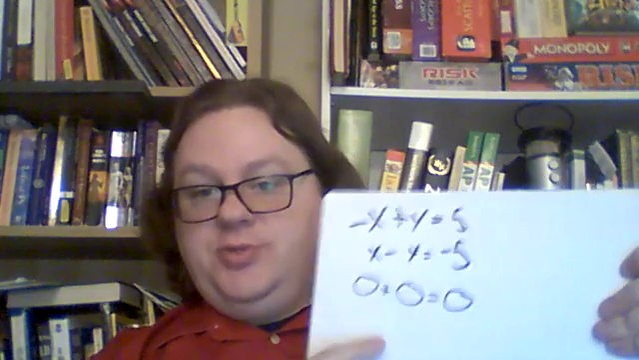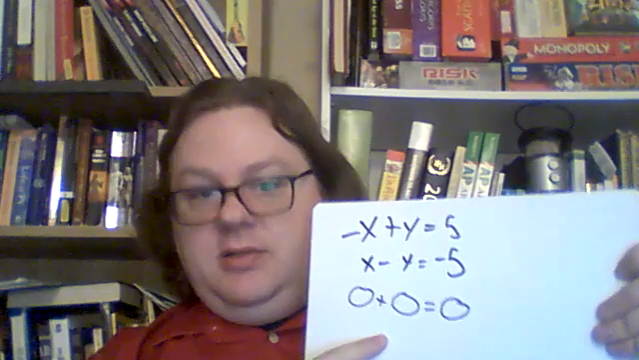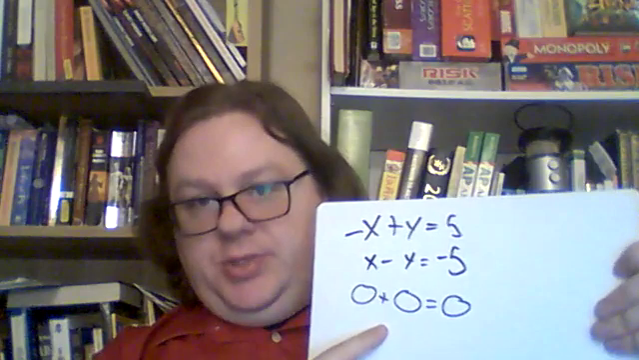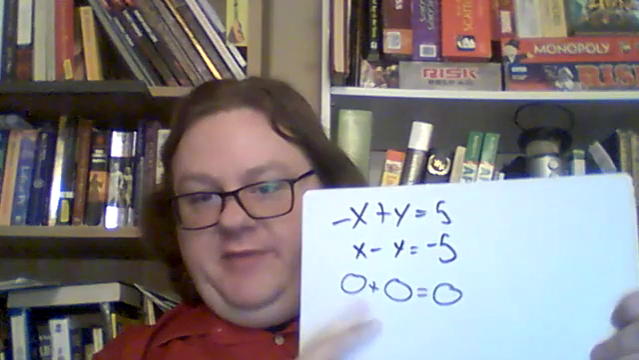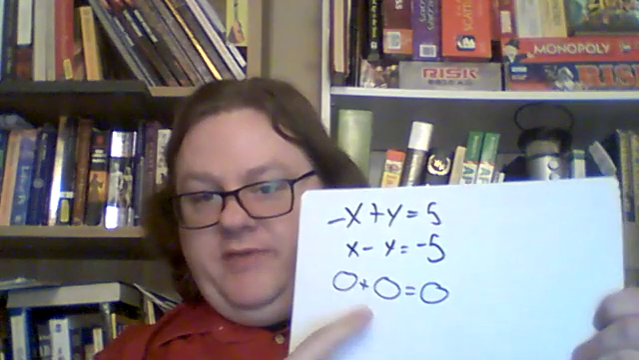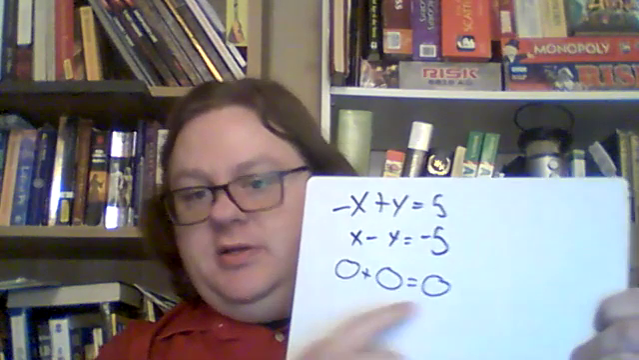And if it's a true statement at the end, then it's infinitely many solutions. Don't forget that. Infinitely many. If 0 equals 0, if a number equals itself, infinitely many.